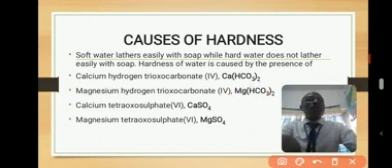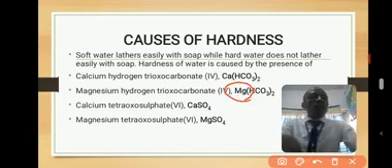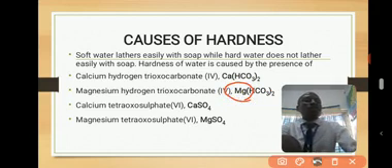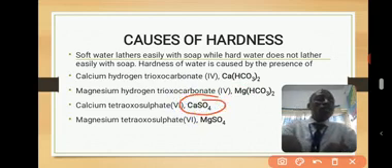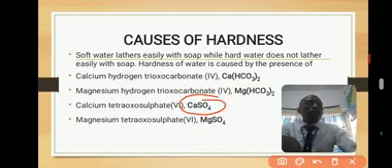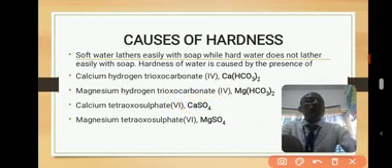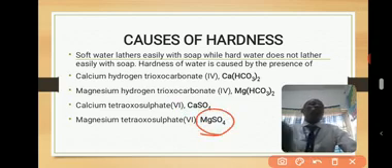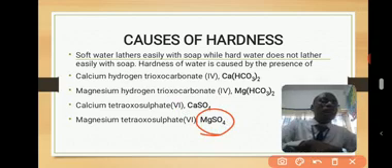Number three, okay, what do you think that this compound can introduce? Magnesium ion, isn't it? Number three, calcium sulfate. That's calcium tetraoxosulfate(VI). So calcium can enter into the solution from here. Then number four, magnesium sulfate. So these are the sources of calcium and magnesium ion inside water.